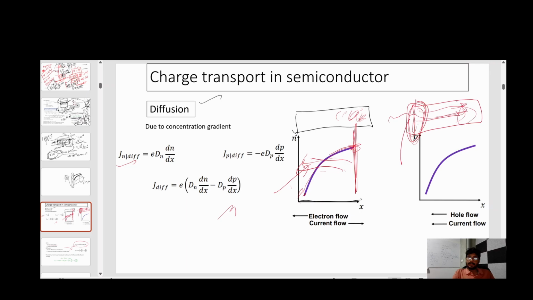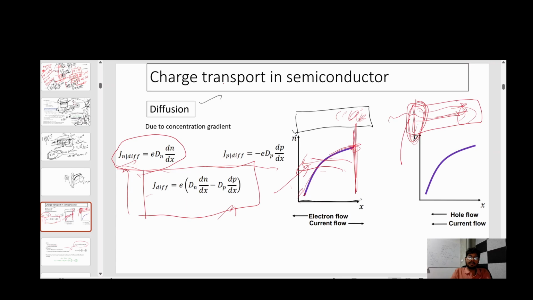You have to remember this formula: this is the diffusion current because of the concentration gradient of the electrons, and this is for the holes. This is the total diffusion current, the addition of the electron and hole components.